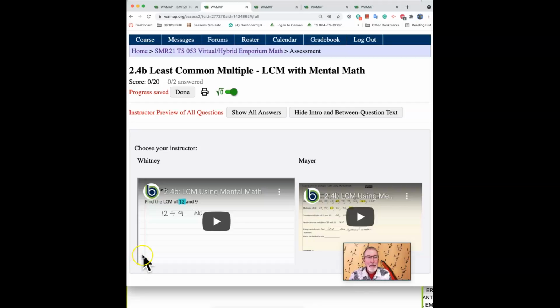Hello everyone. We're going to take a look at calculating the least common multiple using mental math or your expertise in multiplication math facts. We are looking at unit 2.4b, least common multiple with mental math.